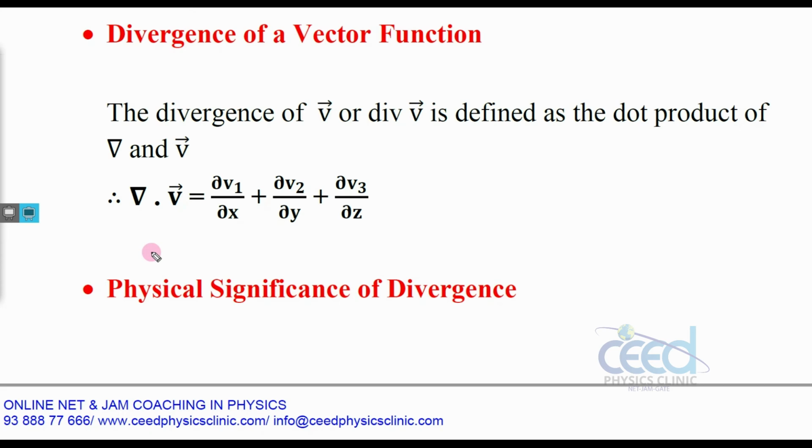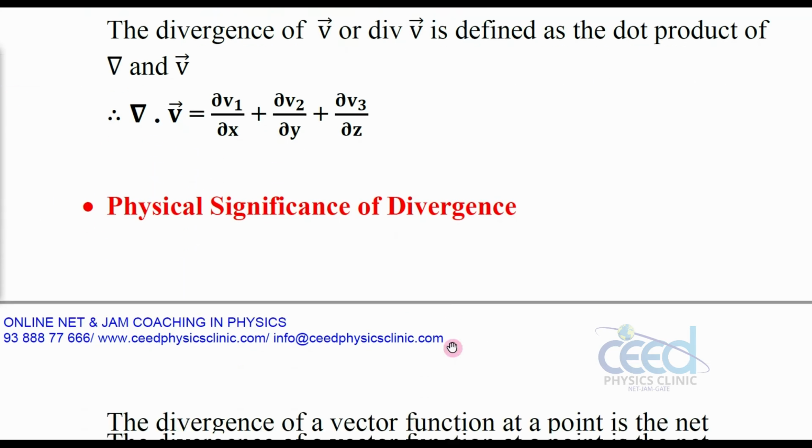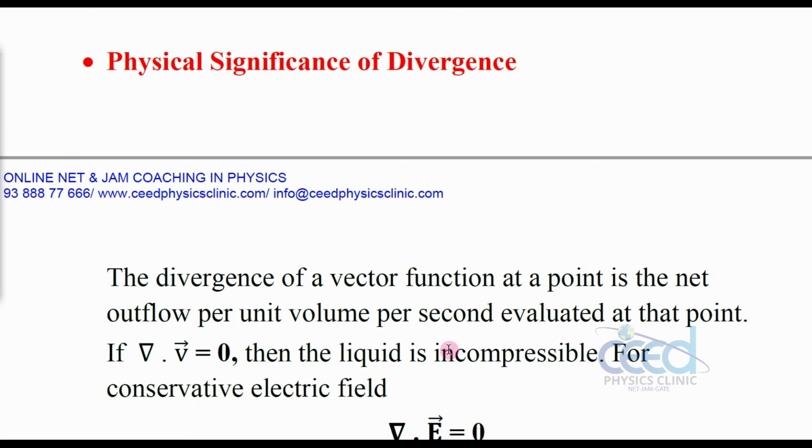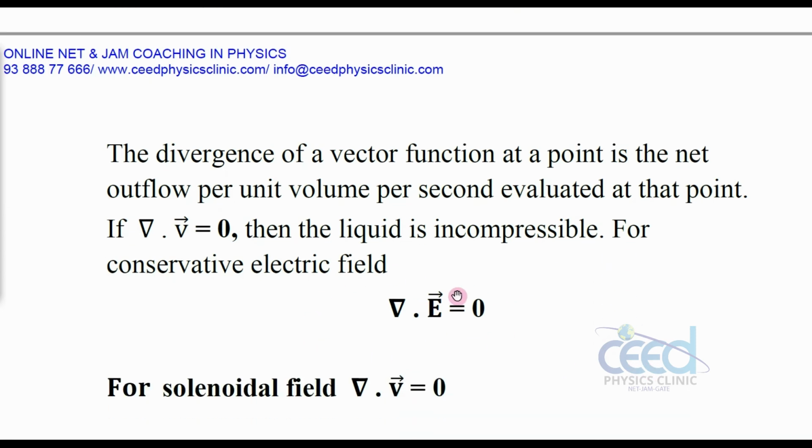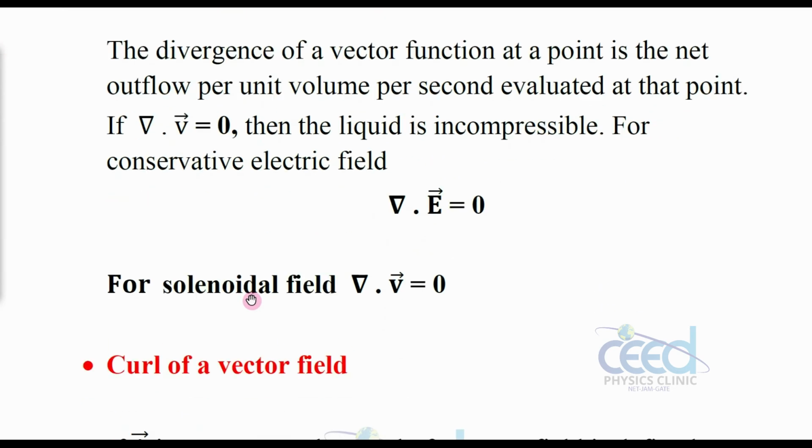Now let us go to the main screen, and this is the physical significance I have given here. For the conservative field, the field starting from a position reaches the same point, so for the electric field, the starting point will be equal to the ending point. So divergence of electric field is 0. That means conservative field. Okay, that means solenoidal.